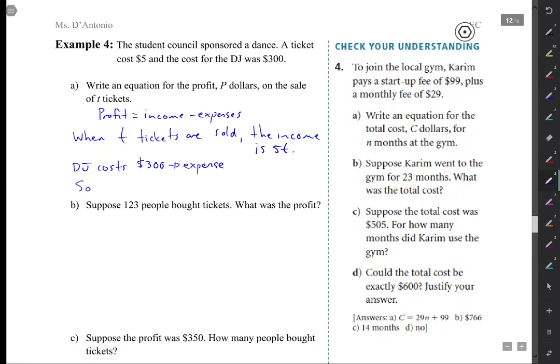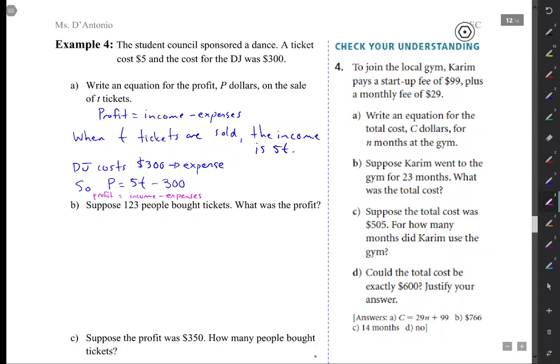So we could write this equation as profit, P, is equal to income, which is 5 times T, because you get $5 for every ticket, minus expenses, which would be $300 for the DJ. So profit is equal to income minus expenses.